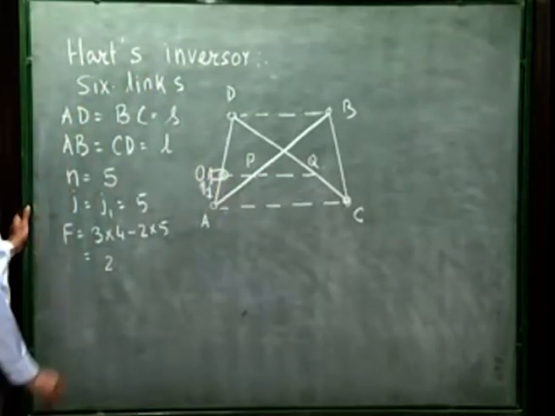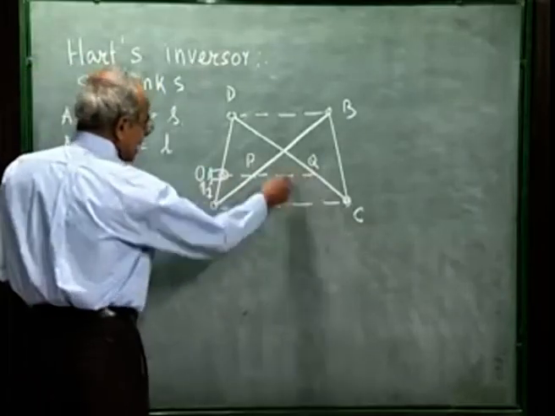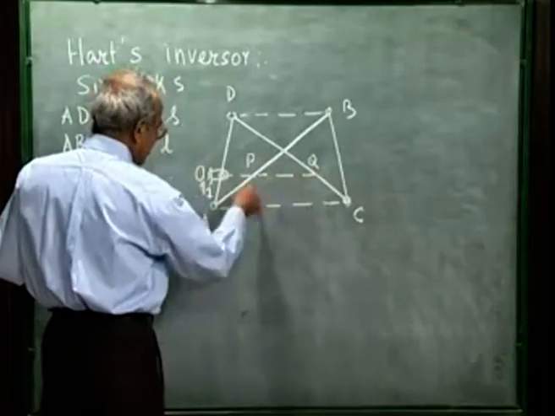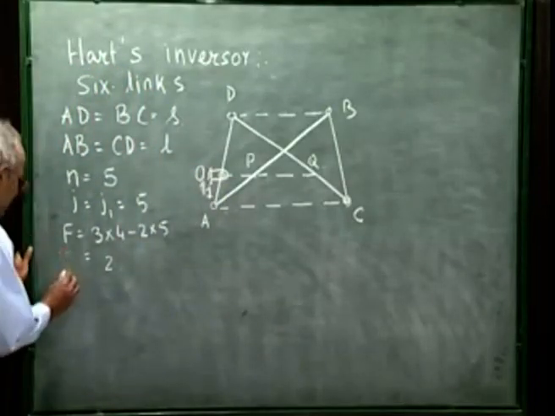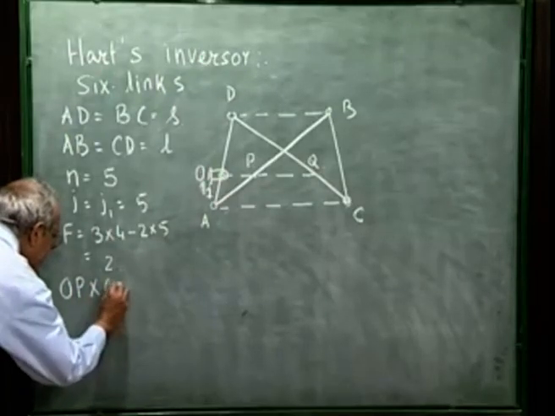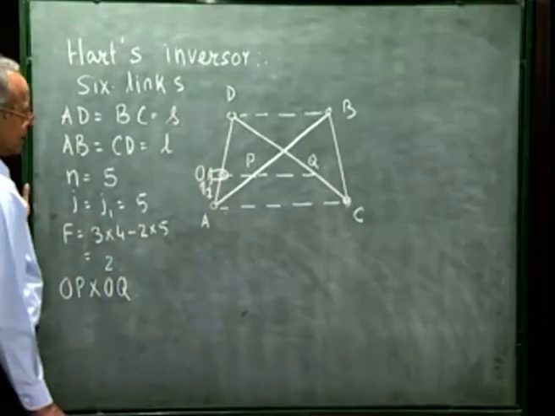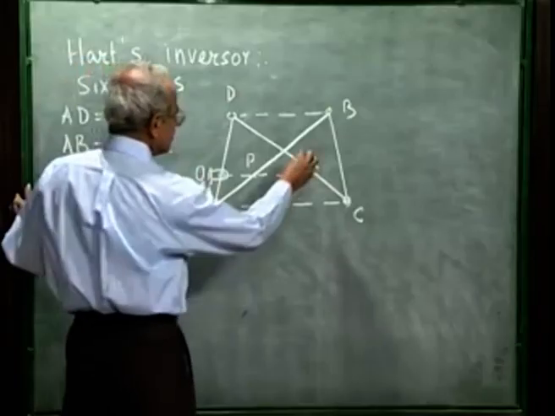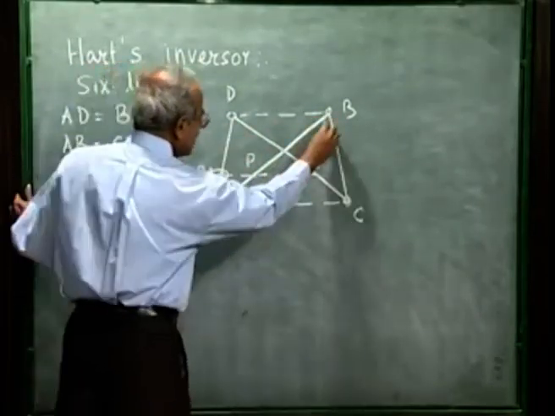So one condition of the inversor is being satisfied, that P and Q move, but PQ, the line, always passes through the point O. Not only that, we will be able to show that whenever this figure is deformed, OP into OQ remains constant. To prove that, let me proceed as follows. I draw a line through B parallel to AD.